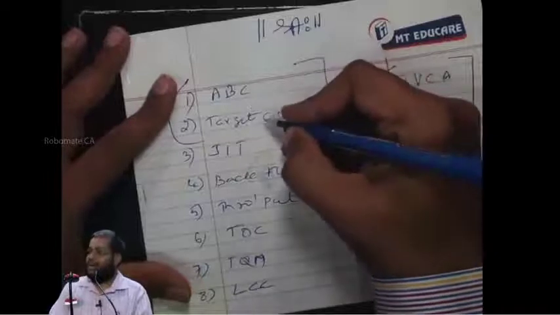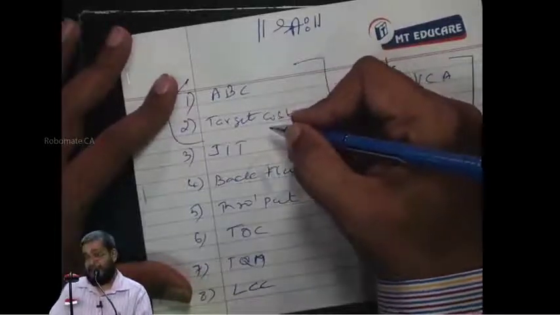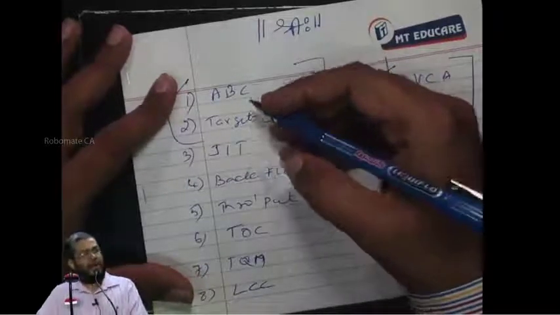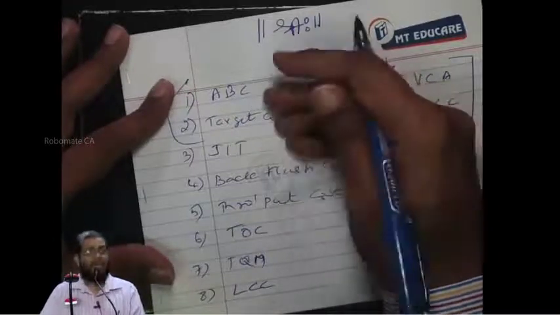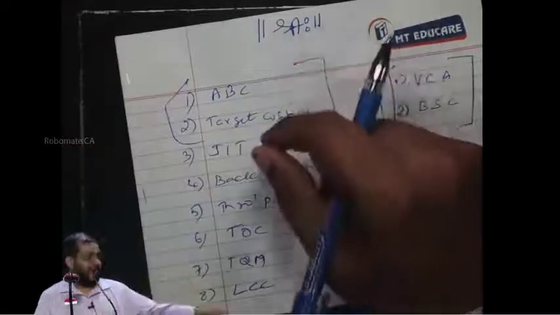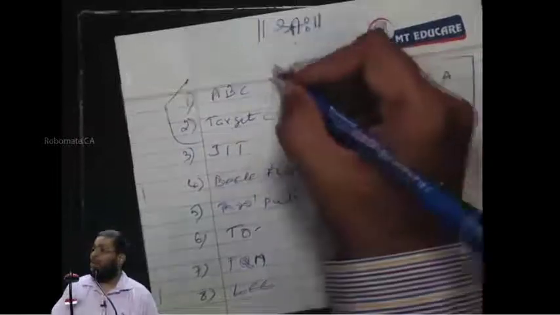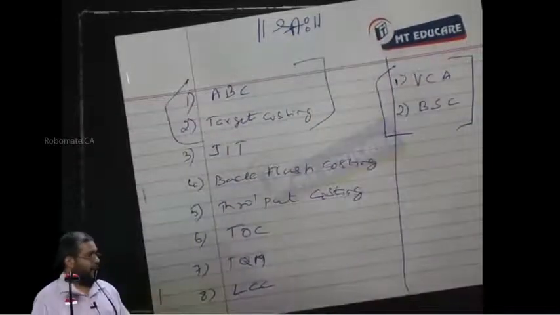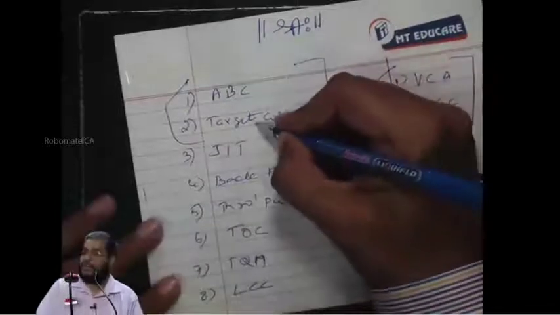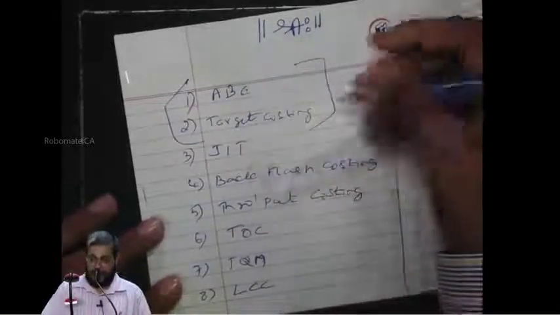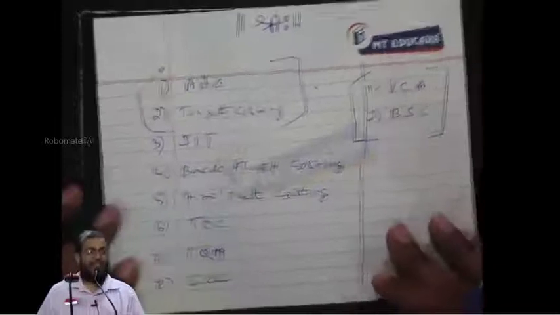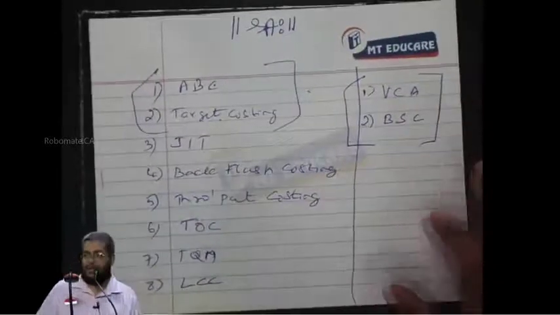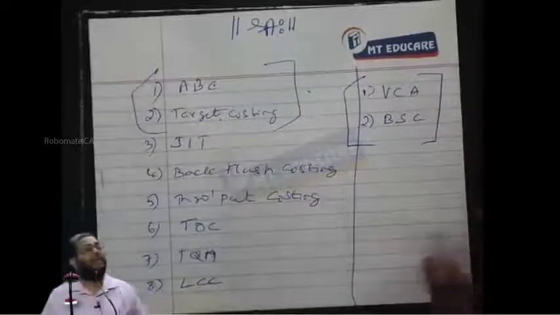Both are linked. Target costing and ABC are very much interlinked. We'll discuss ABC as well as target costing elaborately in the main segment, that is, after transfer pricing is over. I'll do these two chapters together in the main segment, 545 to 845. I'll be doing the chapter target costing and then activity based costing. Very important. Every exam, around 10 marks comes from the ABC or target costing.